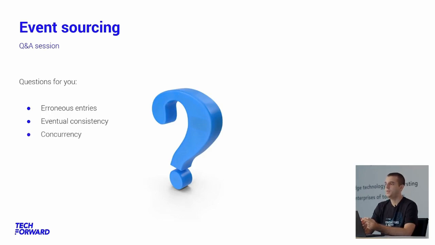The next question is about concurrency. What happens when we have 2 or multiple events coming in at the same time? Do we discard some of them? And if yes, which one should we discard? And if we apply all of them, in which order do we apply them? Do we again apply validation, or how do we generally deal with that situation?